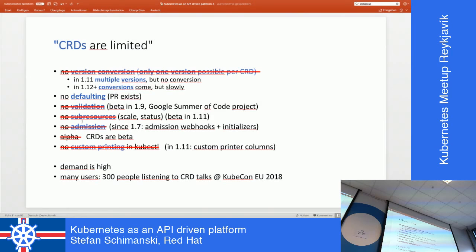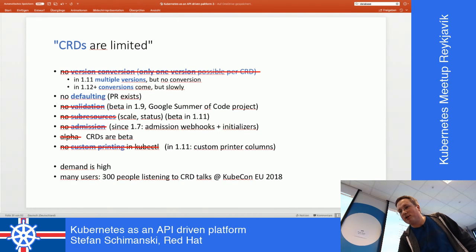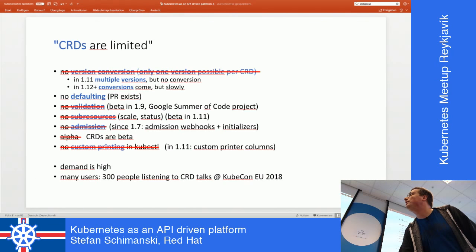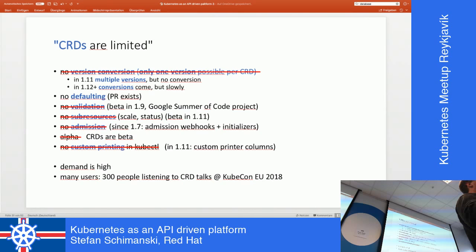So yeah, we have seen a couple of things already. We have seen validation, for example. This is in since 1.9, was a Google Summer of Code project. Admission, I mentioned. It's not alpha anymore. It was an alpha API before. Now it's beta. So every cluster has CRDs. So every GKE cluster has CRDs. So you can use that for product development, if you like. Service catalog will be such an example.